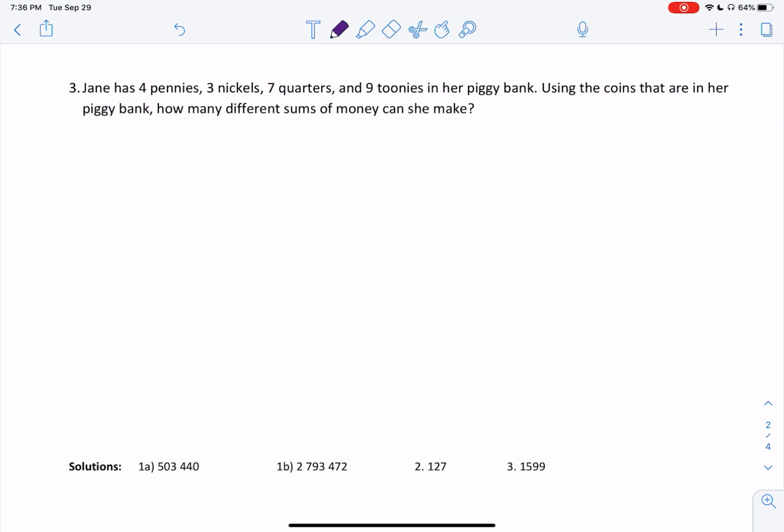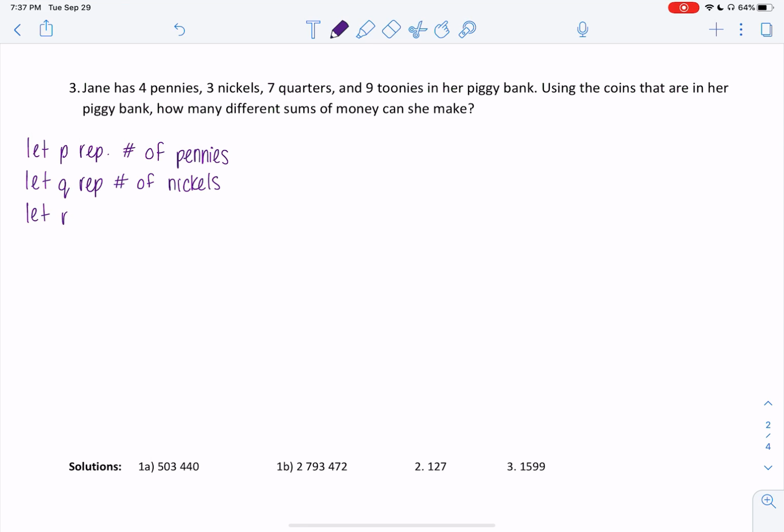I'm going to let P represent my number of pennies. Then I'm going to let Q represent the number of nickels. Then we'll let R represent our number of quarters. And finally, we'll let S represent our number of toonies.